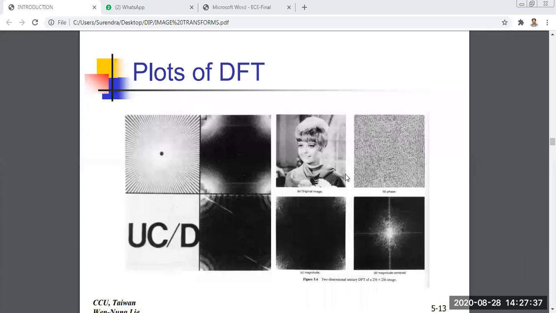So here the application of your discrete Fourier transform is, if you apply it on the image of a woman, the phase response will be like this, the magnitude response will be like this, and the combination will be like this.